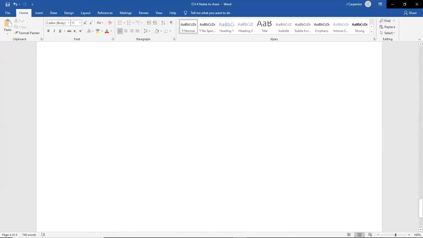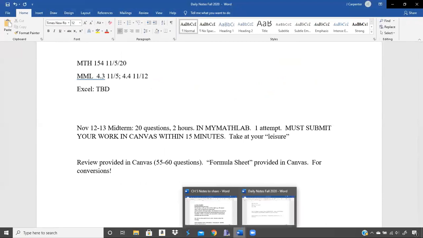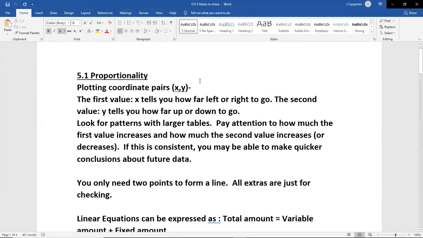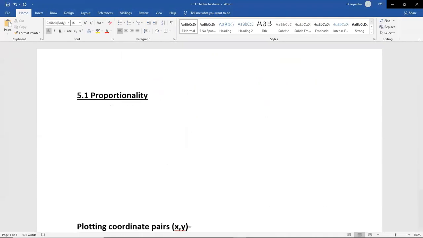All right, so that is chapter 4. So what we can do now is dive into chapter 5. And I definitely need some spacing here. Dump all this down. There we go. Sorry, I was looking at something.